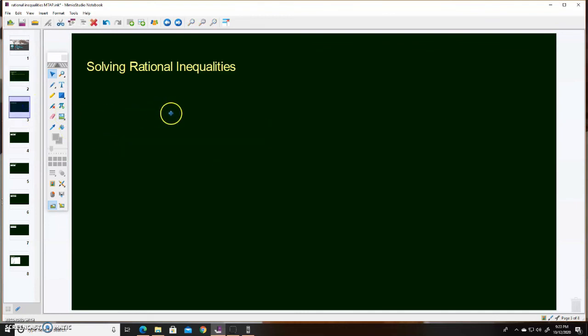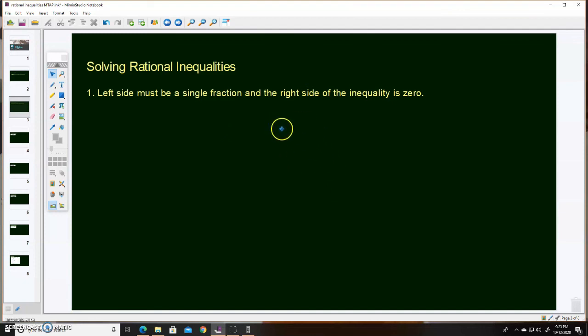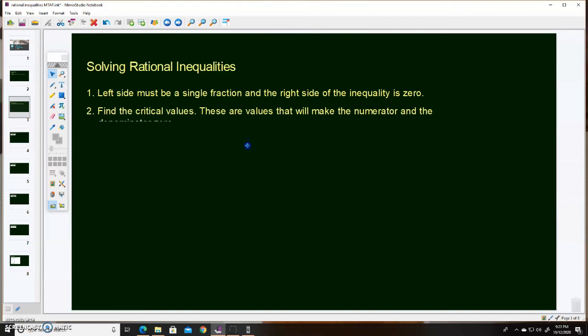Number one, the left side of the inequality must be a single fraction and the right side of the inequality is 0. What is important here is that a single fraction is on the left side and the right side is 0. Next, find the critical values. These are values that will make the numerator and the denominator of the left side 0.